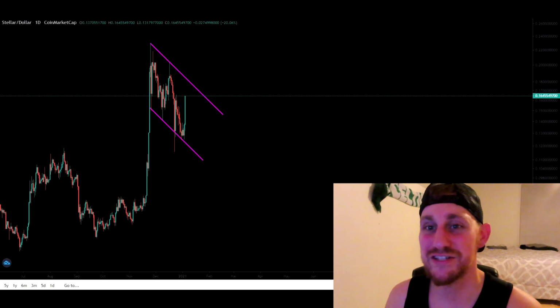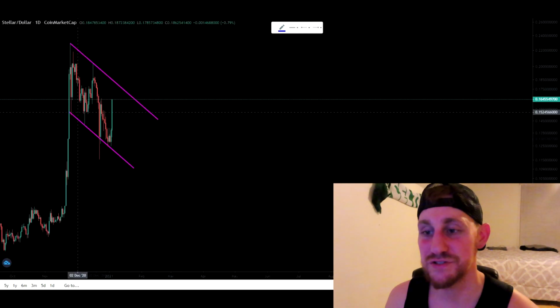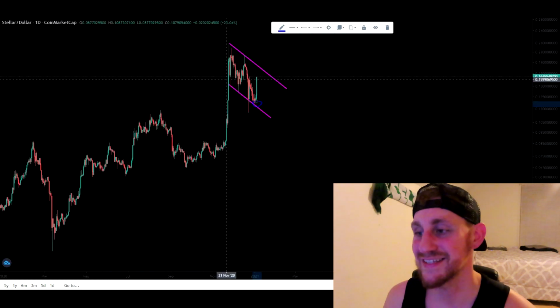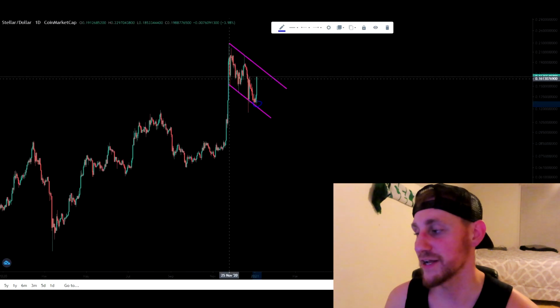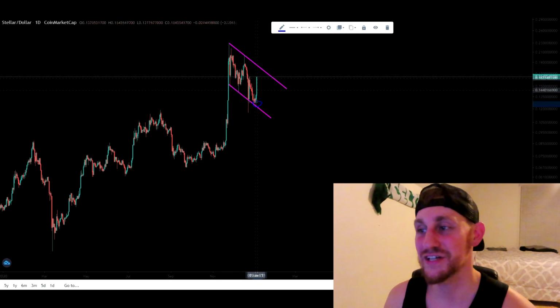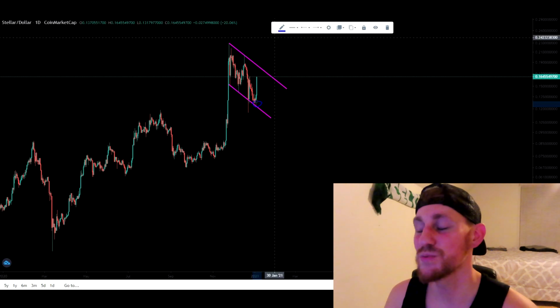Now let's jump right on in to the daily chart here. As you guys can see that we talked about in my last Stellar Lumens video, we did get a nice bounce off the bottom of this bull flag that has been forming since the end of November, right? So over a month, a pattern bull flag is forming right now, which is going to make us really impulse to the upside when we do break out of this flag.